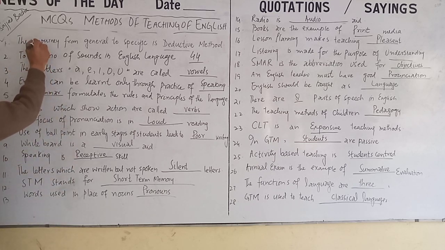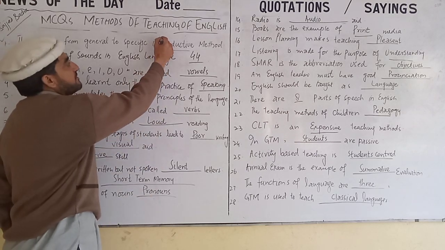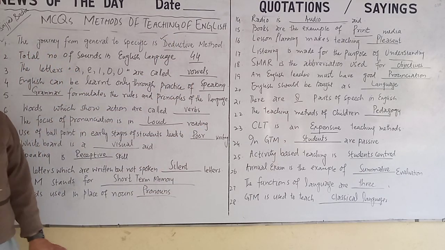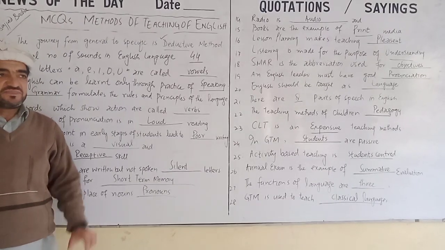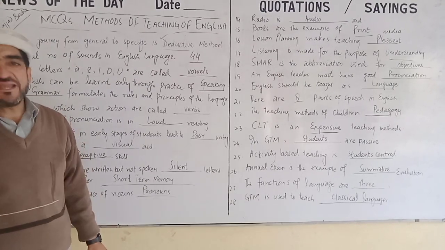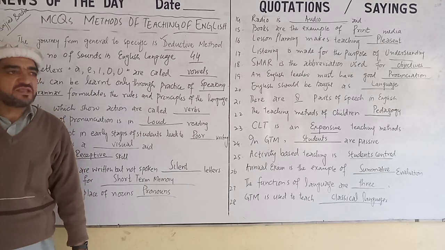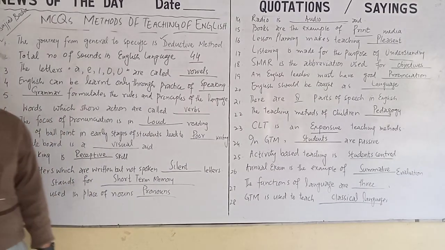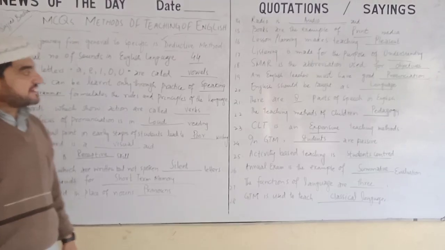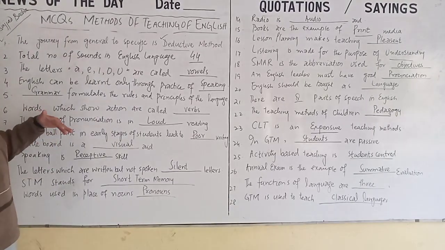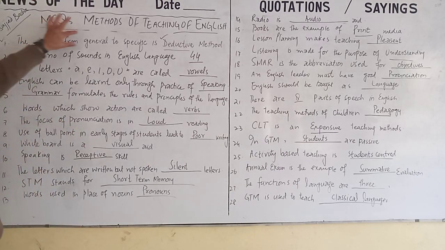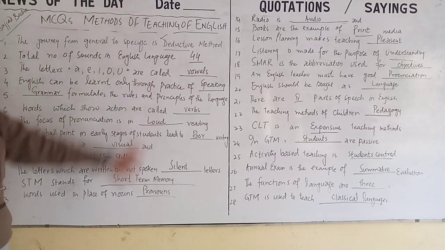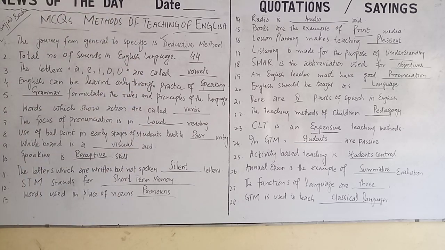The journey from general to specific is the domain of the deductive method. Students, the deductive and inductive methods are the subclasses of the inquiry method. And the inquiry method is used in educational psychology for the attainment of specific objectives. So when the journey is from the general to specific, that is called the deductive method.